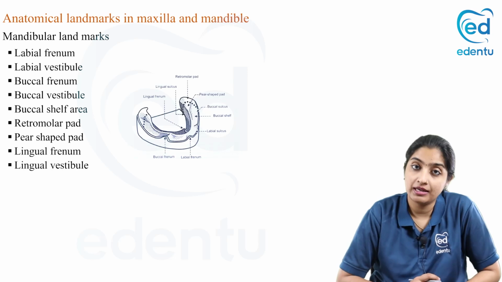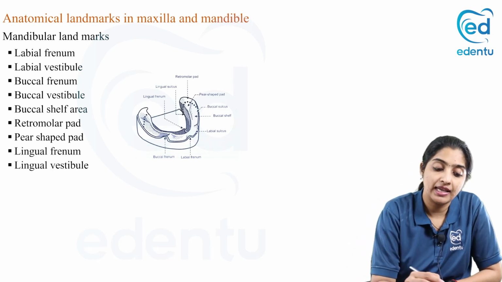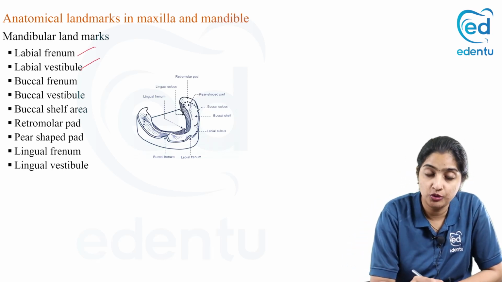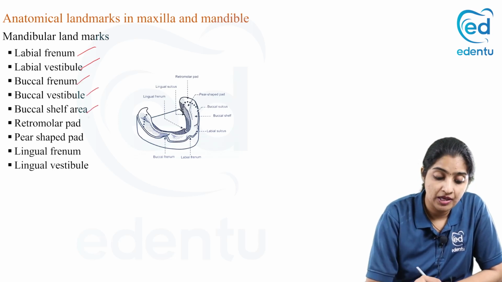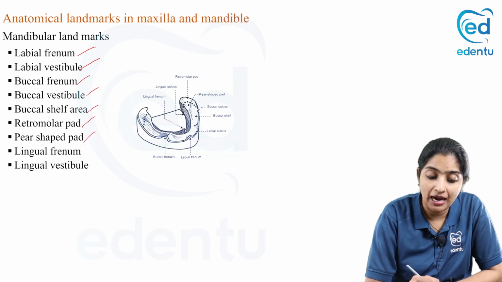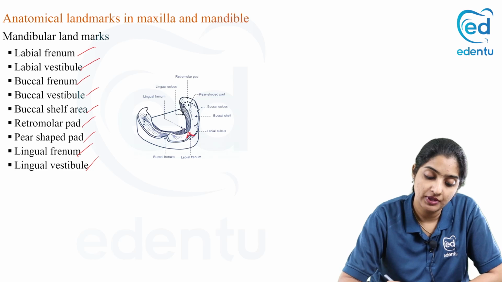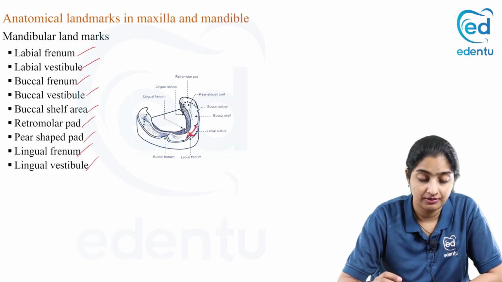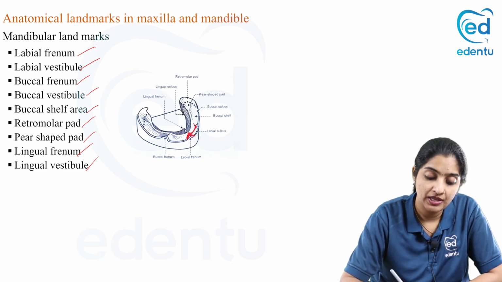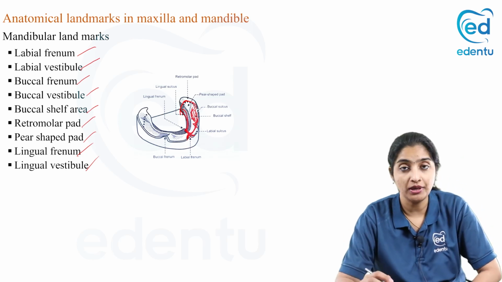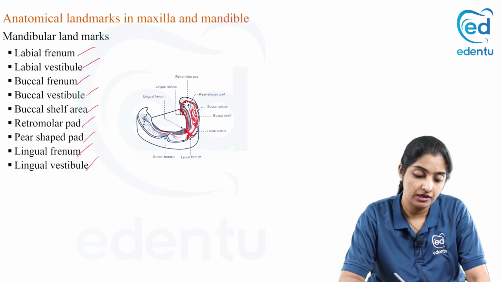Now let's come to the landmarks in the mandible. Labial frenum, labial vestibule, buccal frenum, buccal vestibule, the buccal shelf area, retromolar pad, the pear-shaped pad, lingual frenum and the lingual vestibule. So you have the buccal frenum, buccal vestibule, the lingual frenum, lingual vestibule, buccal frenum, buccal vestibule. This is your buccal shelf area. You have your retromolar pad, the lingual sulcus, the lingual frenum. Okay? And this will be your ridge.